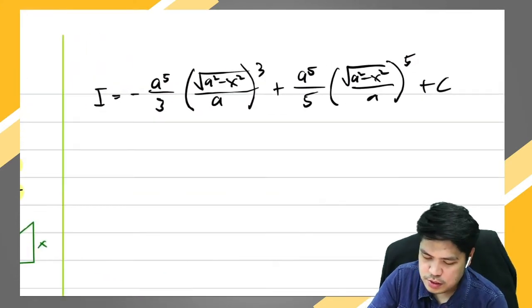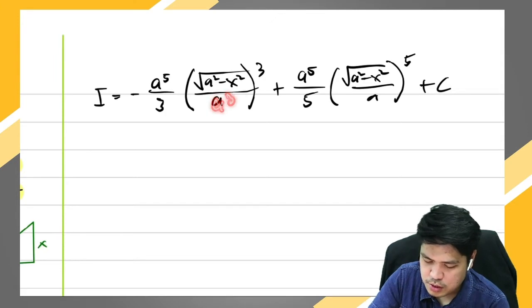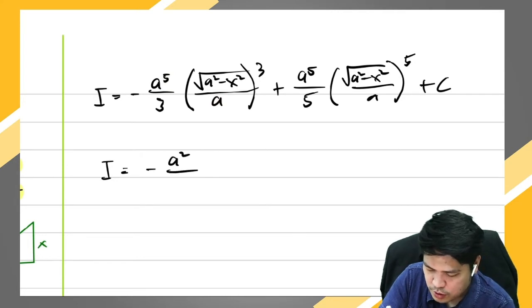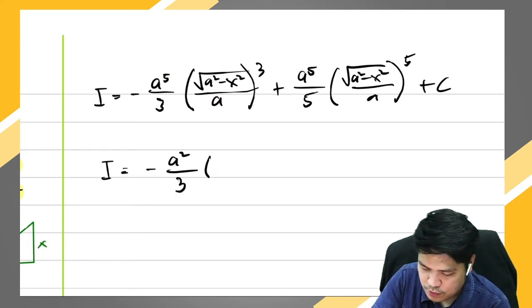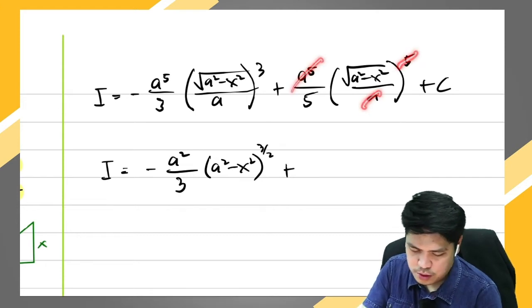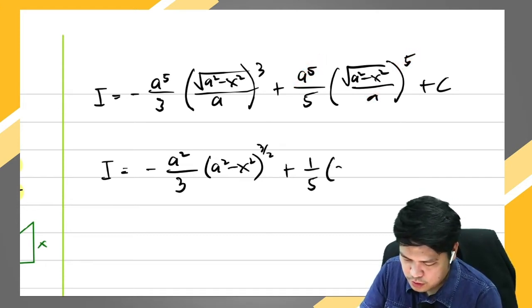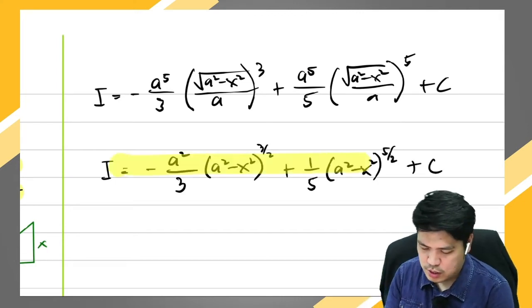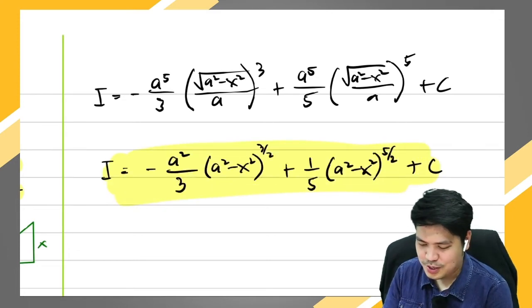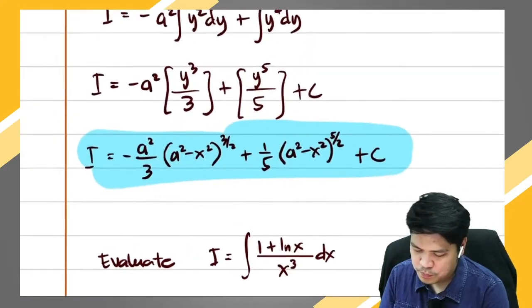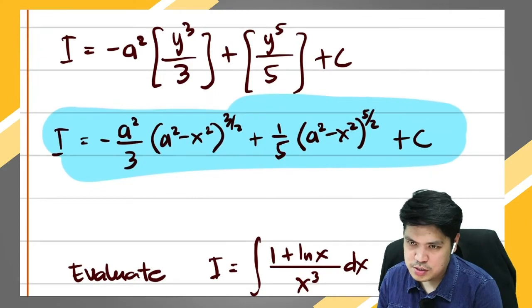Then plus c. So of course, this becomes a cube, right? Then cancel out here. So we'll have I is equal to negative a squared over 3 times a squared minus x squared raised to 3 halves, plus, this one we can cancel out, a raised to 5, so we'll have 1 over 5 times a squared minus x squared raised to 5 halves plus c. So this is our answer. It was very long because we used the trigonometric substitution technique, which gives just the same as our previous answer in the previous problem, but there we used algebraic substitution. They are the same.